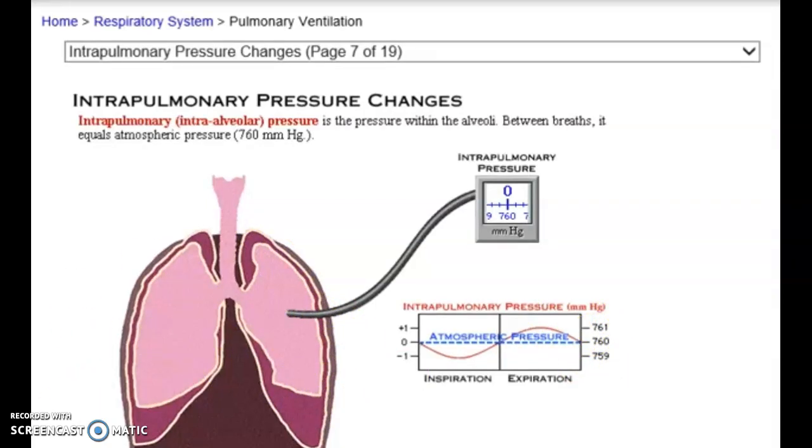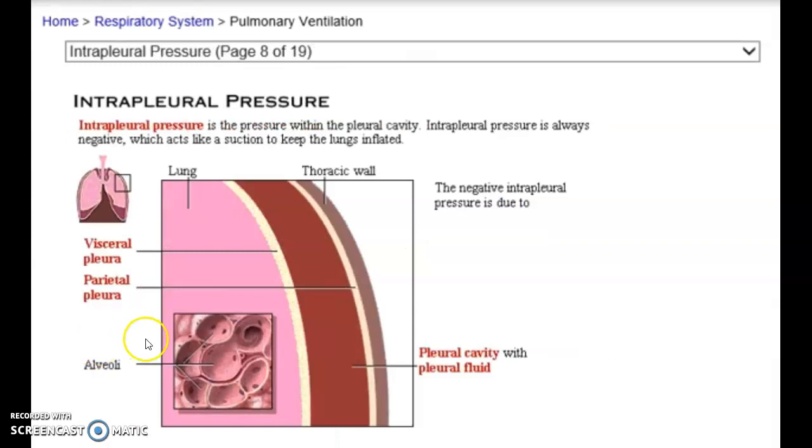Now, intrapulmonary pressure was the pressure in the lung, particularly inside all these millions of alveoli. Remember, we have our visceral pleura adhering to the lungs, and our parietal pleura adhering to the thoracic wall, back there next to the intercostal muscles and ribs. Between this portion of our pleural membrane and that portion, we have a cavity. It does have fluid in it, but it also has a pressure called the intrapleural pressure.